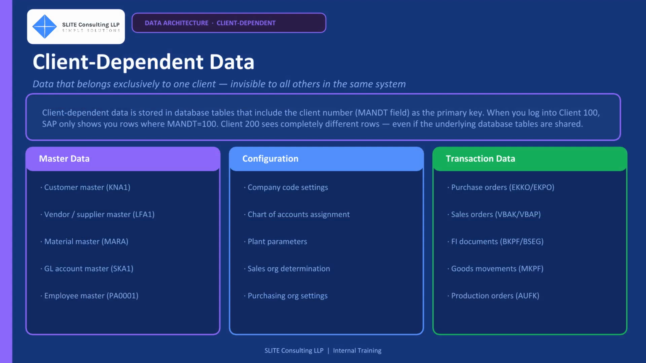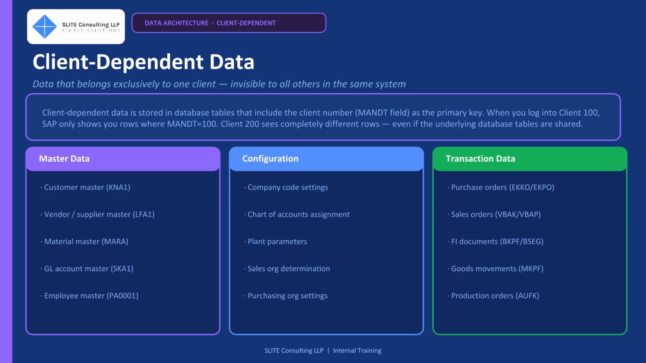Client-dependent data is everything that belongs to one specific client. Configuration settings, master data (vendors, customers, materials), and transaction data (purchase orders, invoices, journal entries). A change made to client-dependent data in Client 100 affects only Client 100. Client 200 is completely unaffected.